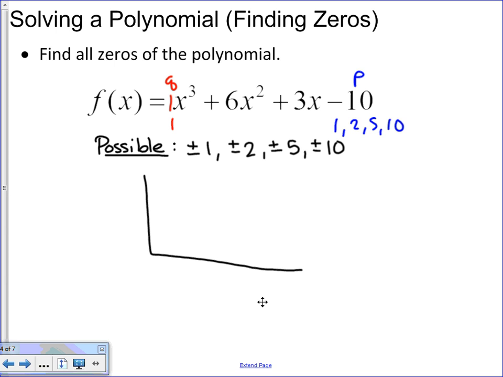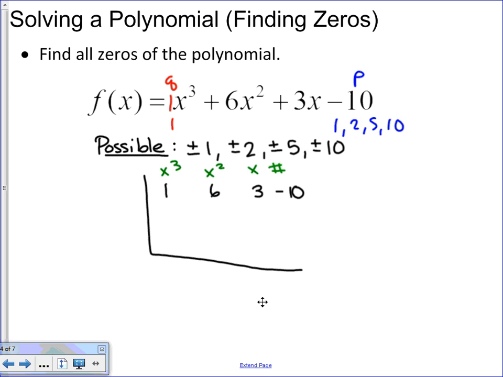Make a synthetic box, and you're going to put in the coefficients for the polynomial that you're trying to solve. So the polynomial is x cubed, it's cubic. I have to have an x squared, an x, and a numbered term. So I'll drop those coefficients in, 1, 6, 3, and -10. Remember, if a term is missing, include a 0. That would change things. And then instead of me telling you what to try, you guess one of the numbers from your list. What do you guys want to guess first?